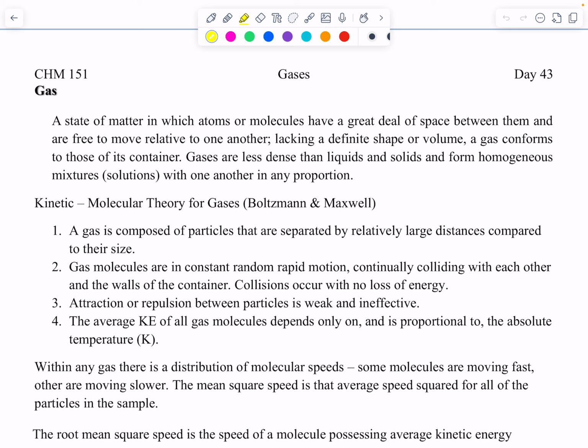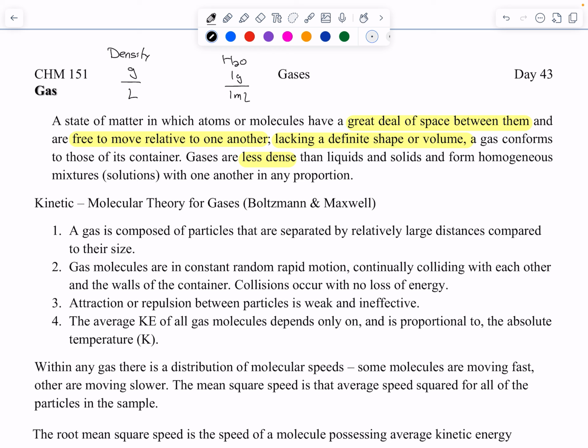So when we say less dense, what do we mean by less dense? Let's highlight some things here. They have a great deal of space between themselves, free to move relative to one another. They lack a definite shape or volume. And when we talk about gases, when we talk about less dense, we've got density. It's going to be grams per liter. Think about water, it is 1 gram per 1 milliliter. And so gases are in grams per liter density. They're 1,000 times smaller-ish than liquids and solids.